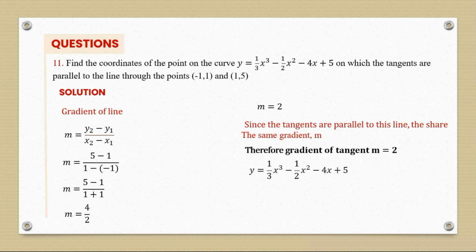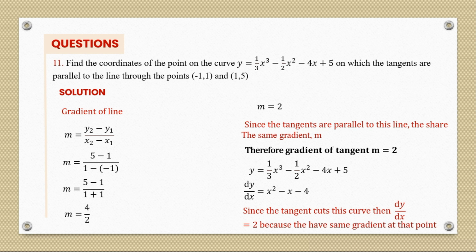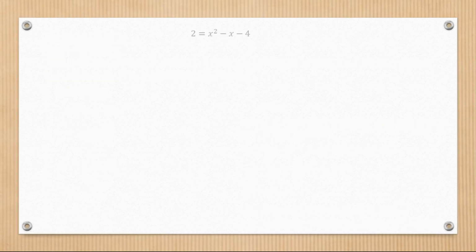Now inside this equation, y is equal to a third x cubed minus a half x squared minus 4x plus 5, I can differentiate that and I'll have x squared minus x minus 4. Since the tangent touches this curve, dy/dx is equal to 2 because they have the same gradient at that point. Remember that the tangent and the curve share the same gradient at a certain point. So this shall be equal to 2. If I take this 2 to the other side, I'll have negative 6 being equal to 0. So x squared minus x minus 6 shall be equal to 0.